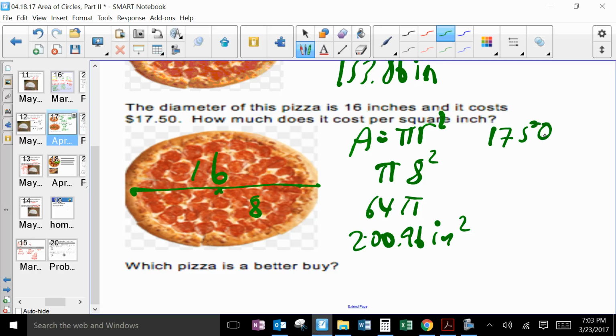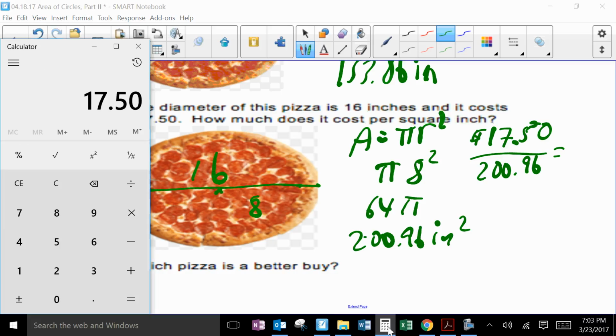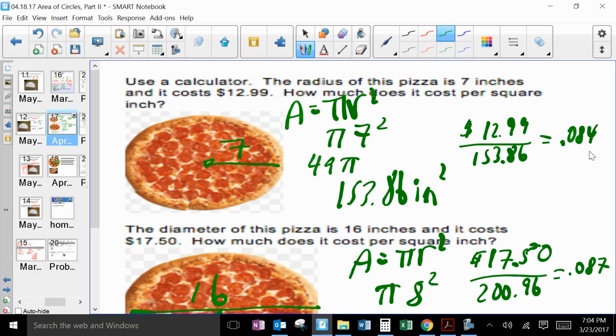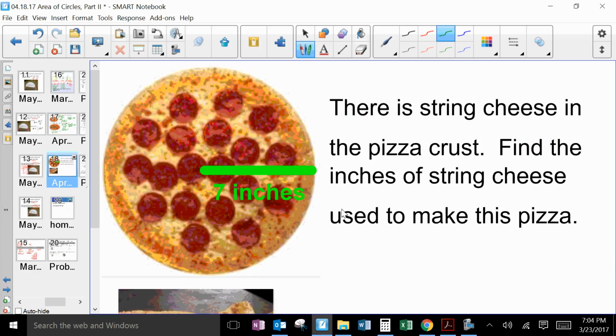So let's find the cost. $17.50 is the cost. If I divide these two amounts, $17.50 divided by 200.96 square inches, it would cost 0.087. So which one is a better buy? The first pizza, because the second pizza is 8.7 cents per square inch, while the first pizza is only 8.4 cents per square inch.